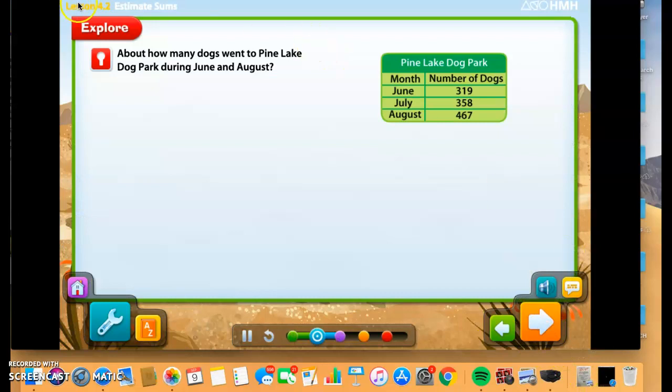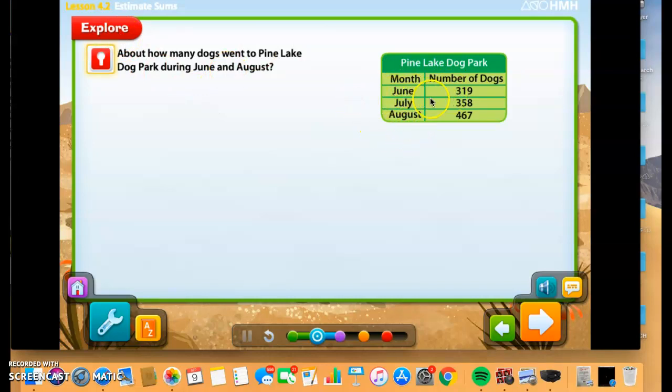The table shows the number of dogs that visited a dog park in each of 3 months. About how many dogs went to Pine Lake Dog Park during June and August? Let's unlock this problem. Okay, so this is a different problem. This is not the acorn problem. So I wanted to let you know we switched. The acorn problem was just a little mind teaser to get us ready to think about this. So about how many dogs went to Pine Lake Dog Park during June and August?